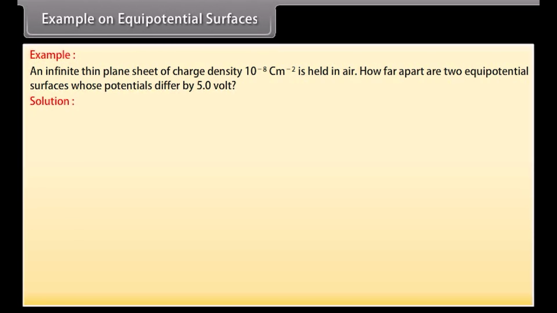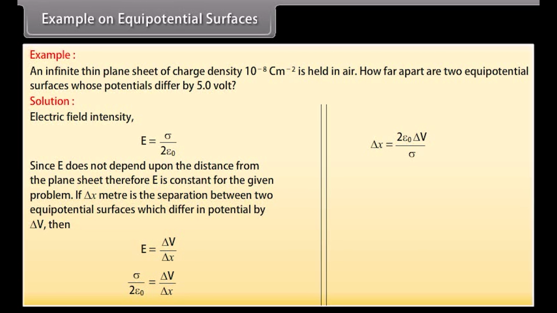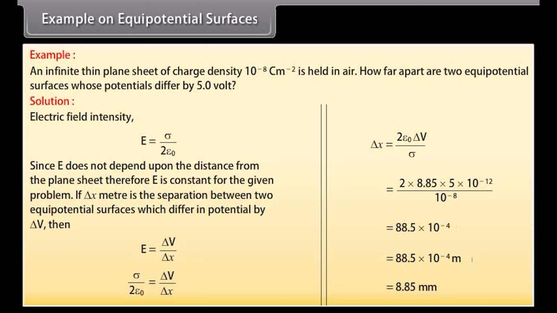Let's see the solution. We know that electric field intensity E is equal to sigma upon 2 epsilon naught. Since E does not depend upon the distance from the plane sheet, therefore E is constant for the given problem. If delta x meter is the separation between two equipotential surfaces which differ in potential by delta V, then E is equal to delta V upon delta x. We evaluate the value of delta x as 2 epsilon naught delta V divided by sigma. By putting the values in the equation and evaluating, we get the value of delta x equal to 8.85 millimeter.